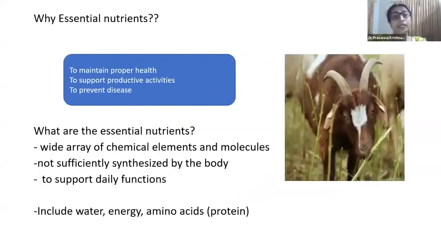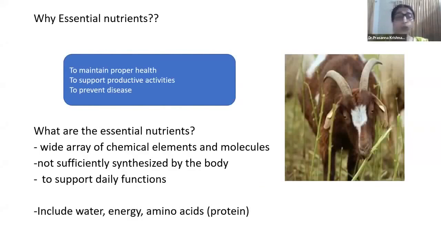So the nutrients are required to maintain proper health, to support productive activities, and to prevent diseases. The essential nutrients have specific roles because they are highly essential, an array of chemical elements and molecules that are not sufficiently synthesized by the body of the animal. That means they are not able to support the daily functions. And the requirement is not met by the animal's body, so we have to give supplements in the feed.